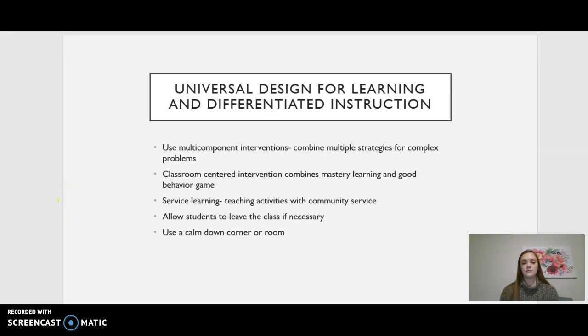With the UDLs and differentiated instruction for emotional and behavioral disorders, it's important to use multi-component interventions. So that's combining multiple strategies for complex problems, and being able to solve a problem in more than one way is helpful. Also, a classroom-centered intervention combines mastery learning and good behavior game.